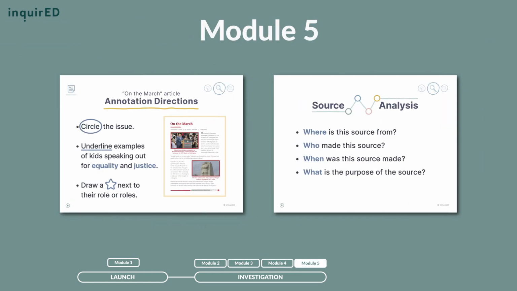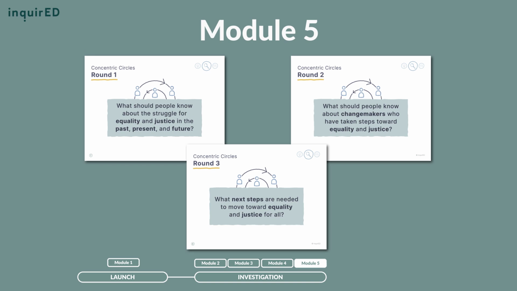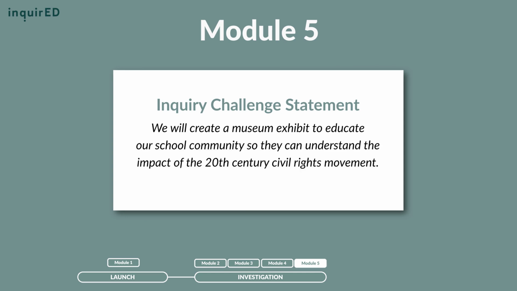In Module 5, students analyze sources to learn how young people advocate for equality and justice. They reflect on their learning in a concentric circles activity and imagine the next steps they can take toward achieving equality. Finally, they create an inquiry challenge statement that describes a challenge or opportunity they want to address when they take action and construct their inquiry product.